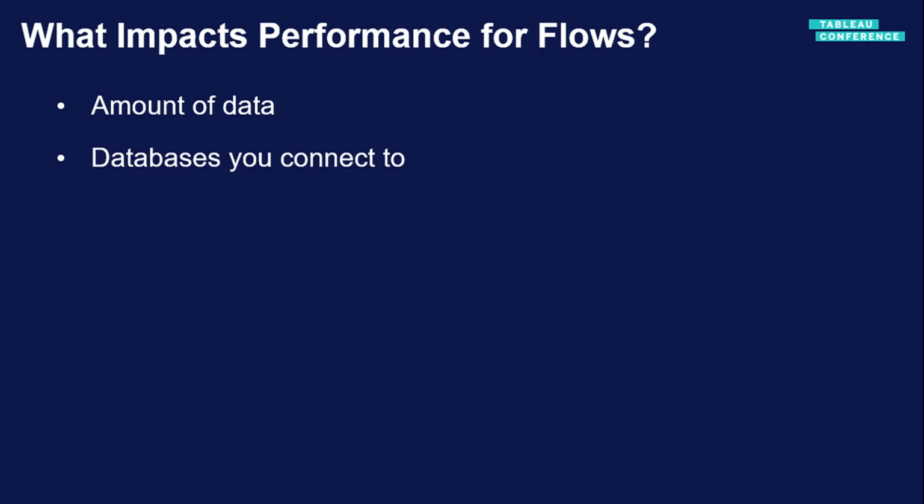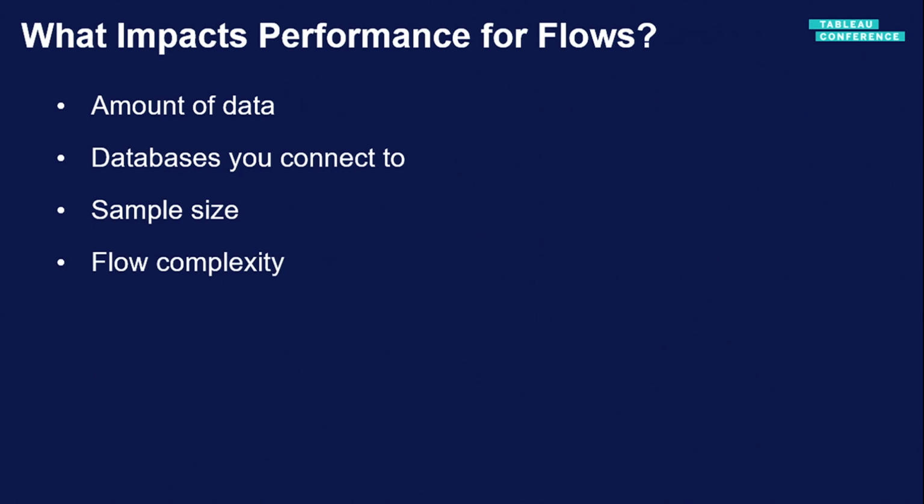Second, the databases you connect to. Some just tend to be slower than others, and some may not be properly indexed. Third, sample size. Here we're going to talk about the default sample and how we create it, and why you would opt to change it.